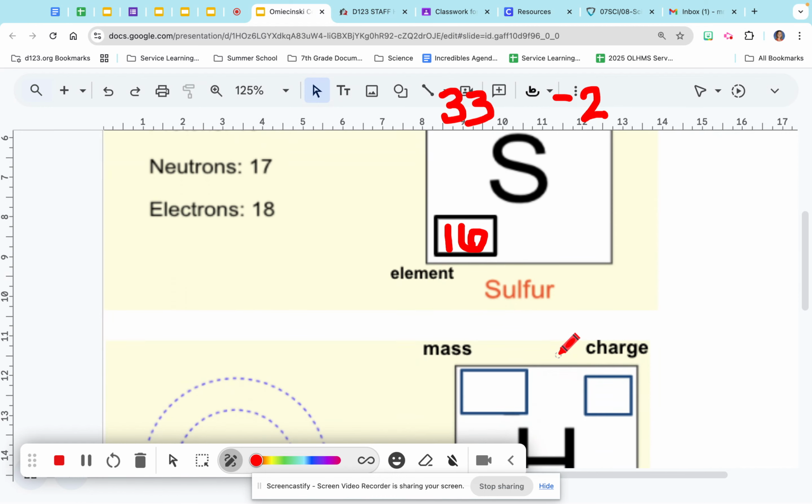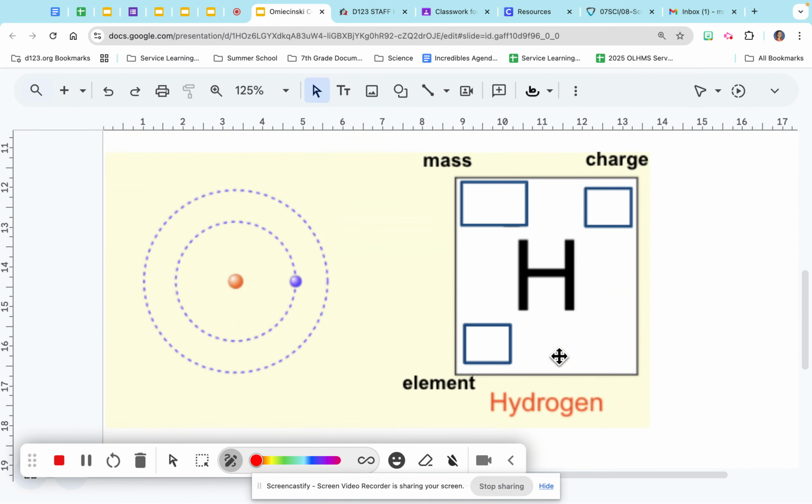Okay, I'm going to move on to the next one. We have hydrogen. So remember, mass is in the middle. Protons are in the middle. Protons tell us what our element name is. So we have 1 proton, which tells us this is a hydrogen atom. Mass is in the middle, so we have 1. And then when we do 1 minus -1, we get 0.